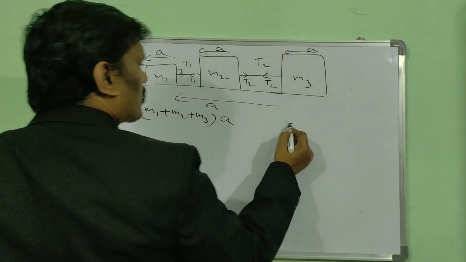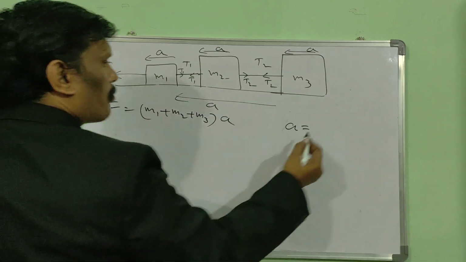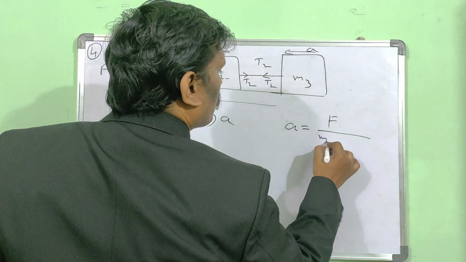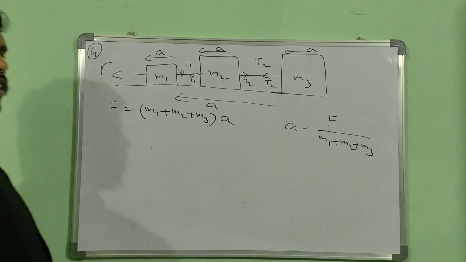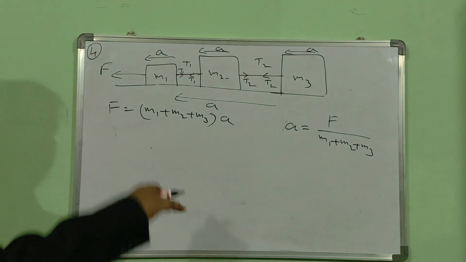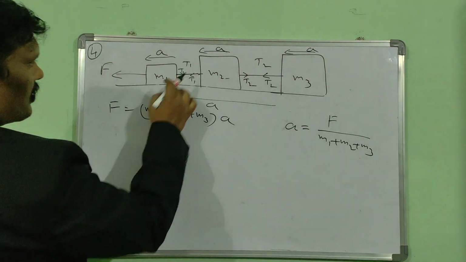So how to calculate acceleration? A is equal to force upon the total mass. Both are equivalent only. The next one, how to calculate the tension T1?